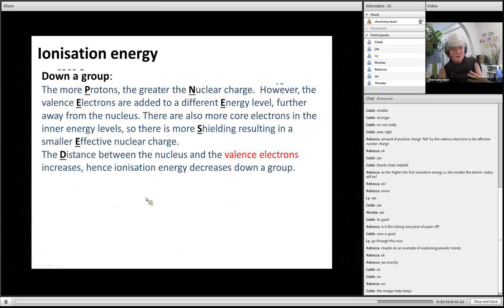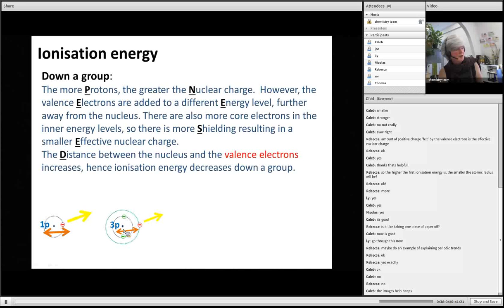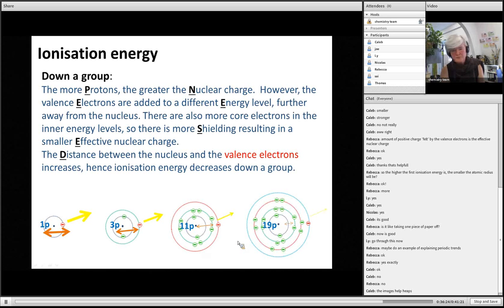Now down a group, we're getting into an extra energy level. So if you think of here, this is hydrogen, and I go to the next one down, lithium. So the effective nuclear charge here is 1. It's 1 as well, because it's 3 subtract 2 is 1. Here the effective nuclear charge is 11 subtract 10 is 1. So the effective nuclear charge is sort of staying the same. Okay. Doing that straight subtraction is a slightly simplistic thing, but it gives you an idea.